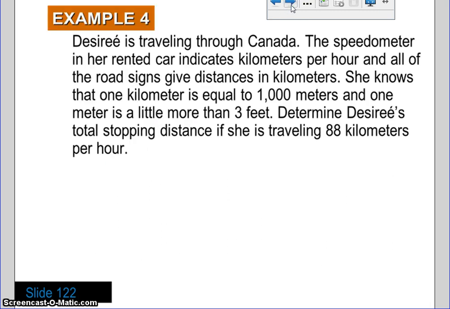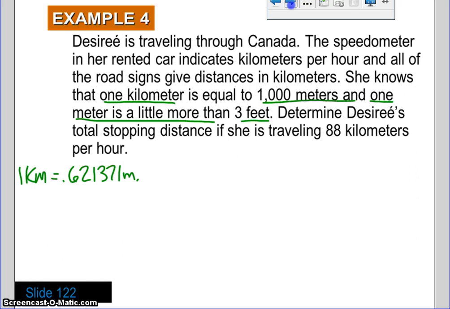All right, last example. Desiree is traveling through Canada. The speedometer is read in kilometers per hour rather than miles per hour. She knows that 1 kilometer is approximately equal to 1,000 meters, and 1 meter is a little bit more than 3 feet. Determine her total stopping distance if she is traveling 88 kilometers per hour. One thing I need to remember, which we learned in the last chapter, is that 1 kilometer is 0.621371 miles. That's going to be a good place to start.